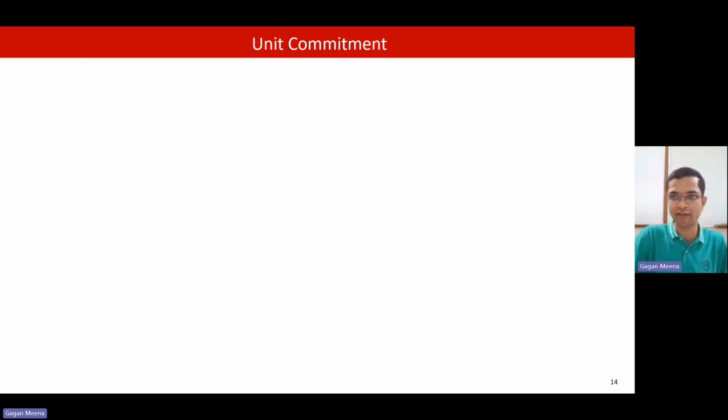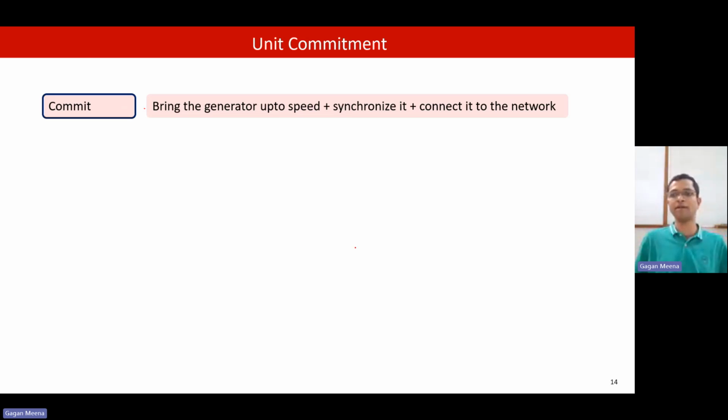Now we move on to the unit commitment part, and we will see what is the difference between economic dispatch and unit commitment. In unit commitment, we are saying that all the generators are available. Commitment means that a unit is turned on: we have to bring a generator to its speed, synchronize it, and connect it to the network to make it ready for meeting the demand.